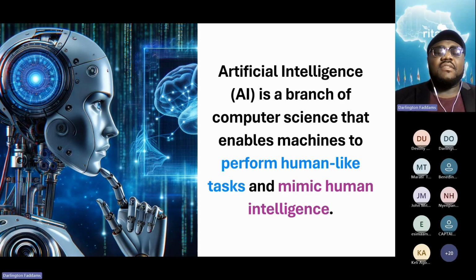And it is the branch of computer science that aims to create machines that perform human-like tasks and mimic human intelligence. So the goal of AI is to create machines with human-like intelligence in a way that machines are no longer given explicit instructions, but machines are given the ability to learn, the ability to act, the ability to decide, and that is a whole new world.